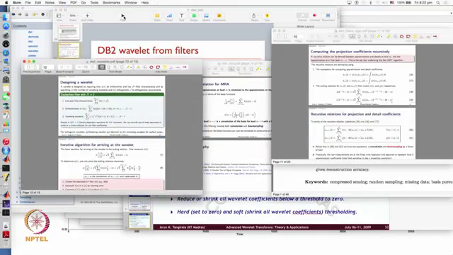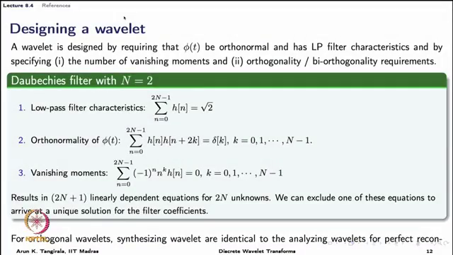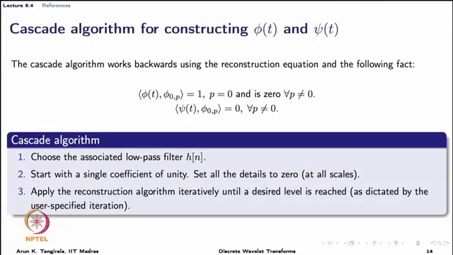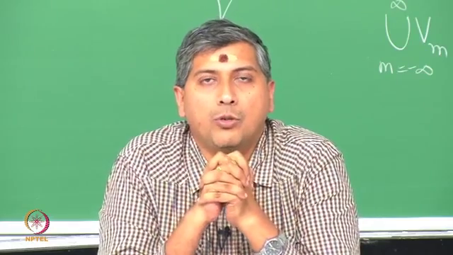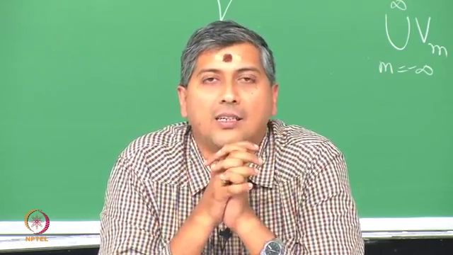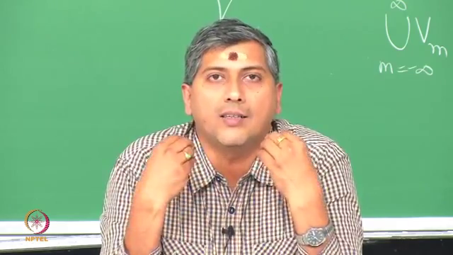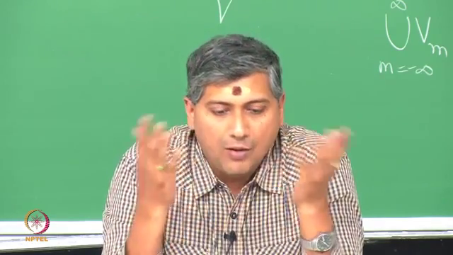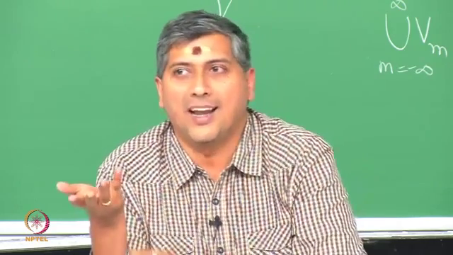Now, as I said earlier, there is also a second algorithm that is known as the cascade algorithm, which has a very beautiful thing to it. It is a very nice way of reconstructing phi of t, it is very elegant. This algorithm works backwards using the reconstruction equation and the following fact. Remember that in my MRA, I am constructing approximations of signals that are of finite energy. What I do here is I set the signal as the scaling function itself. Why not? Even a scaling function is some signal.